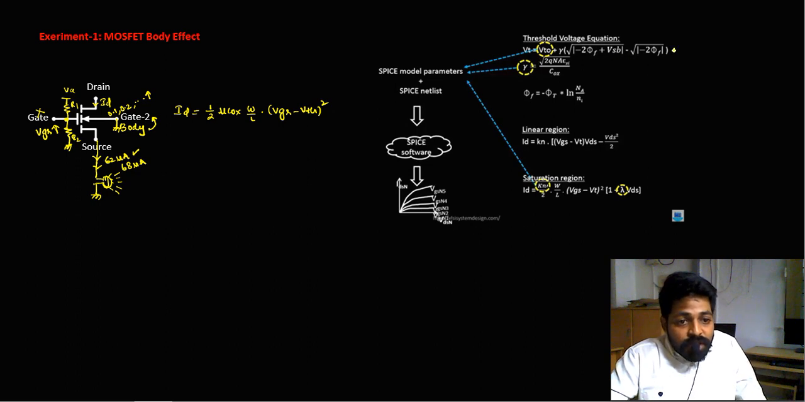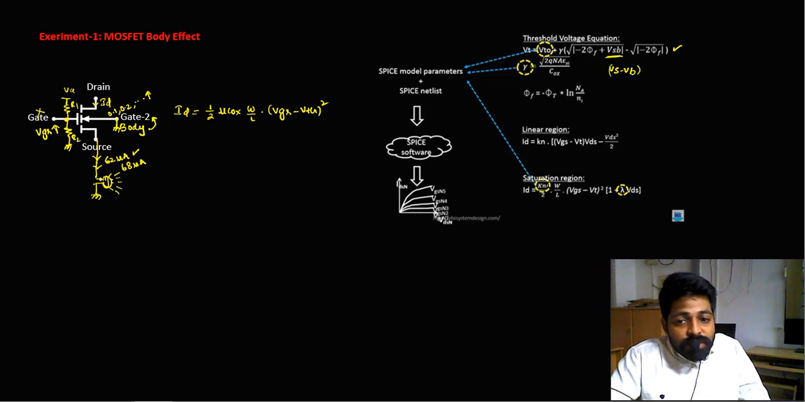So the flow of current depends upon the body terminal, and based on this formula I can justify. As we know, the threshold voltage of the transistor is VT0 plus gamma times (root of (2phi_F plus VSB) minus root of 2phi_F), where VSB is the voltage between the source terminal and the body terminal. So I increase the voltage across the body terminal, and VSB is Vs minus VB, let us suppose.